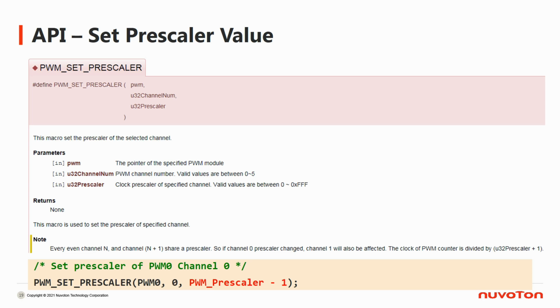It is because that we will use the third parameter plus 1 as the value of the prescaler in the API. It is used to avoid dividing by 0 problem. Therefore, if you want to set the prescaler as, for example, 10, the third parameter should be 10 minus 1 equals 9.